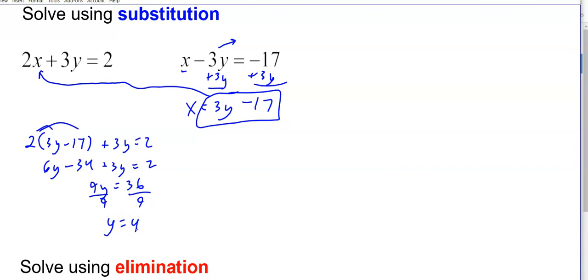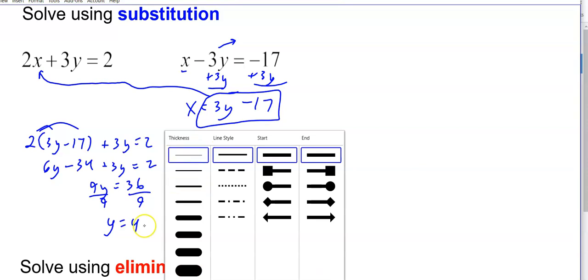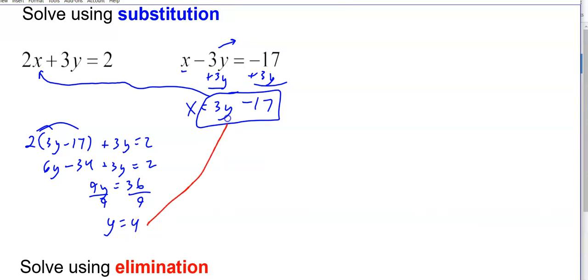Now, we're not done. Of course, at this point, you've got to plug that in. I would plug it in over here just because it's already solved for x and figure out what x is. So we got to get x and y. X equals 3 times 4 minus 17. So x equals 12 minus 17, which is x equals -5.